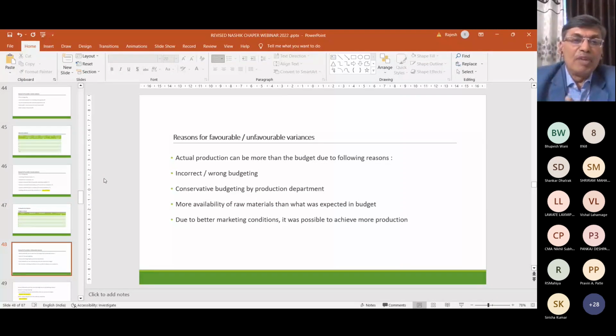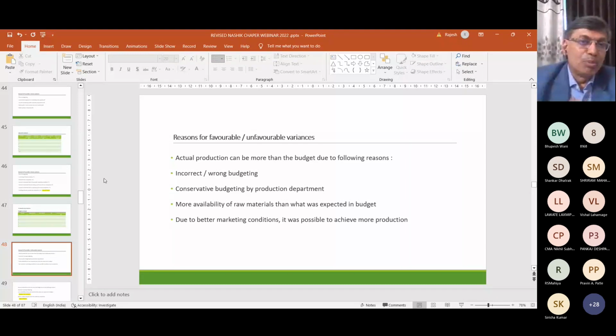Now reasons for favorable and unfavorable variances. Actual production can be more than budget due to the following reasons. Here the favorable variance is there. Incorrect or wrong budgeting. The budget was less as against the actual production, which is more, so it has given a favorable variance.